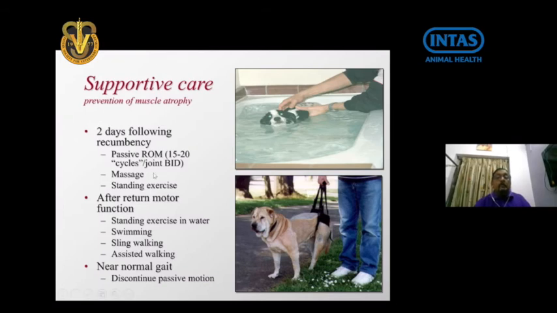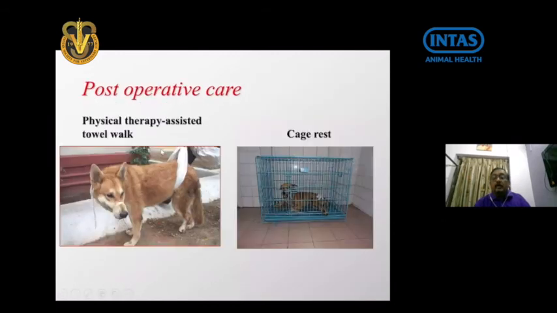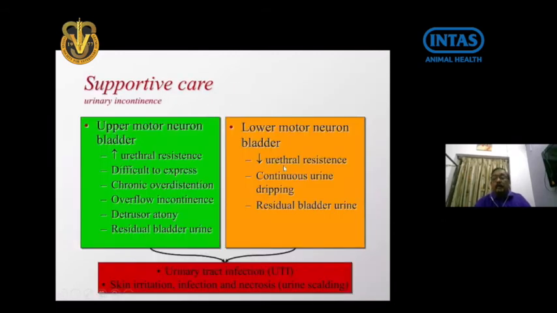For 2 days following, you do massage, standing exercise, the ball exercise. Keep it under the abdomen, do the ball exercise. You can do a physically assisted towel walk, cage rest. Treat your lower motor neuron and upper motor neurons. For upper motor neuron, basically we treat with diazepam and a tablet called prazosin hydrochloride. Lower motor neuron, I will tend to use more of bethanechol.